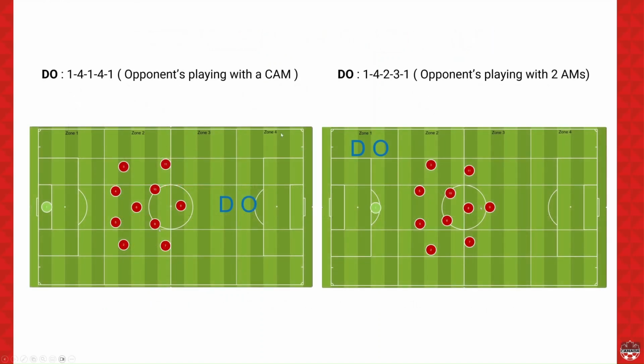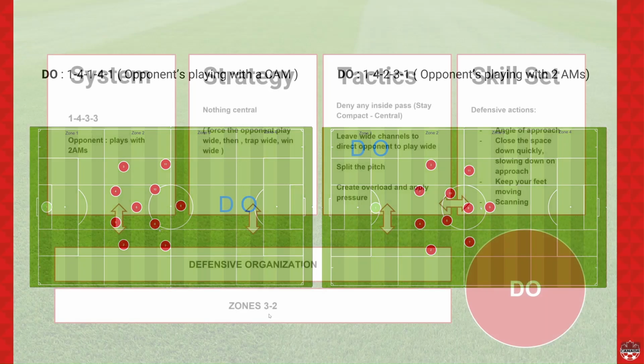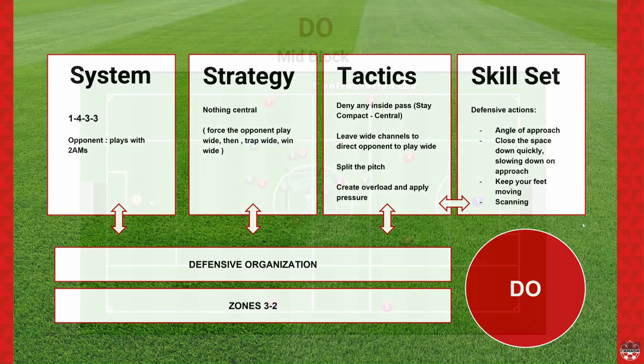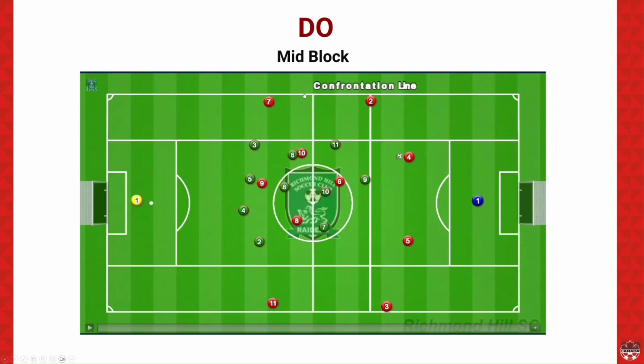Based on the opponent's formation system, sometimes we play with a 4-1-4-1 shape, or 4 to the left side, or right side 4-2-3-1, as you can see here. Here the opponent has 2 AMs, so 4-2-3-1 for us, and when they have one CAM, 4-1-4-1 for us. And again, strategy for DO, and this is our strategy.